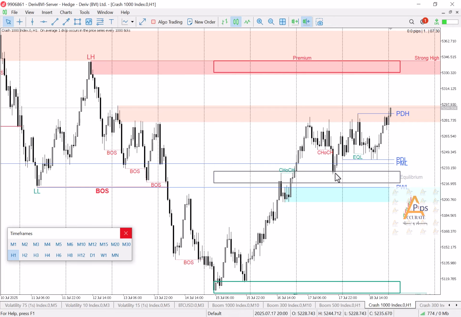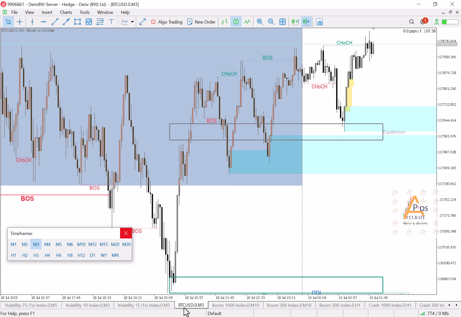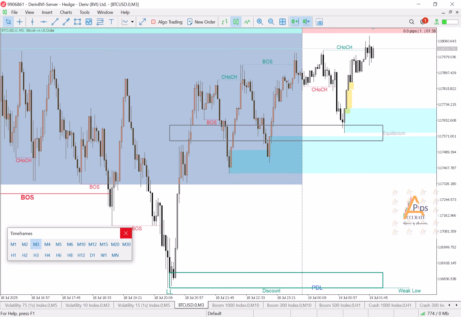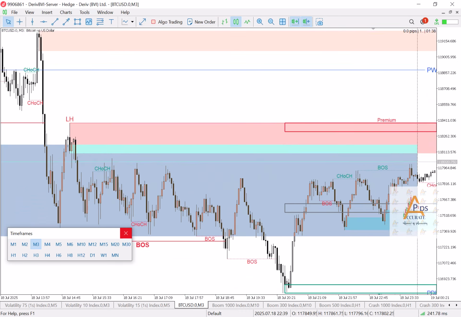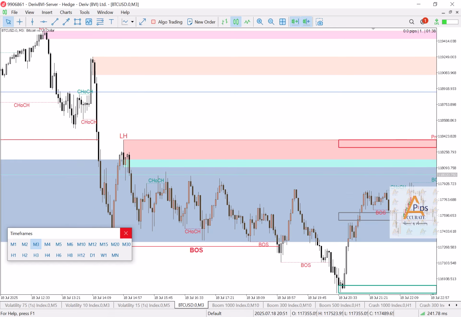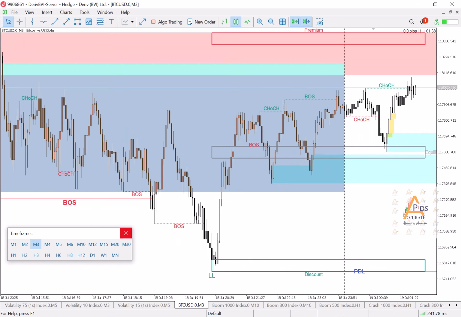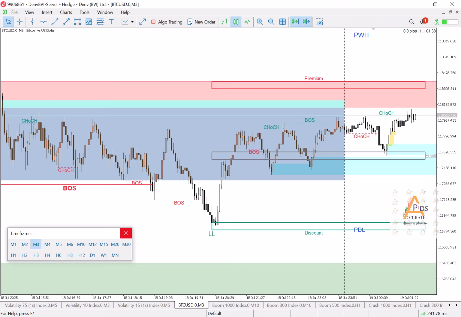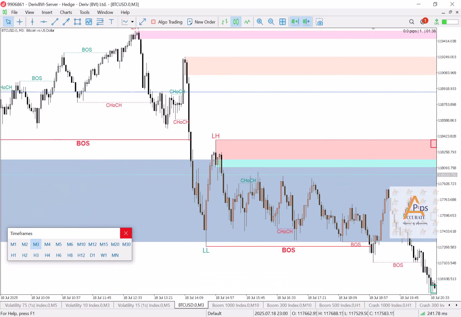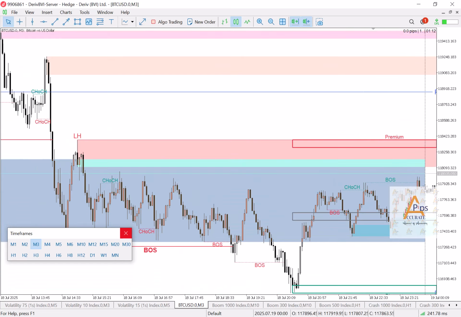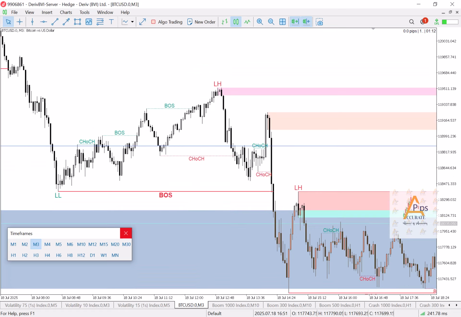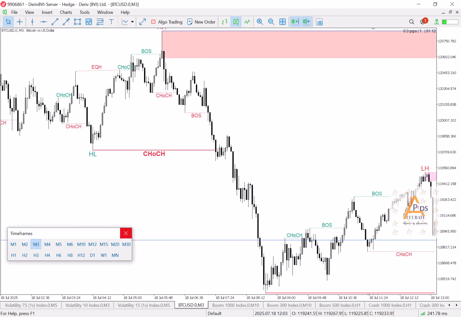Okay, guys. So for now, that is what I want to say. But let's see, this is BTC. Okay, Bitcoin. And as you can see, price working perfectly, the system working perfectly well on Bitcoin as well, which is a crypto coin.